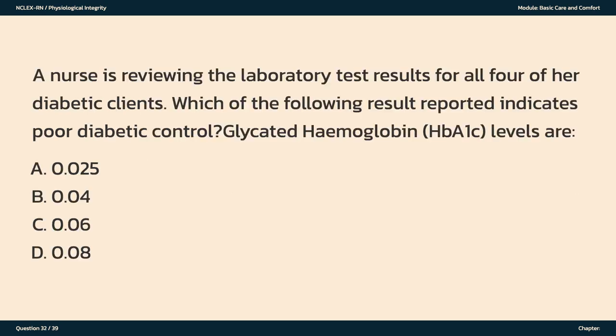A nurse is reviewing the laboratory test results for all 4 of her diabetic clients. Which of the following results reported indicates poor diabetic control? Glycated hemoglobin, the A1C, levels are A. 0.025, B. 0.04, C. 0.06, D. 0.08.